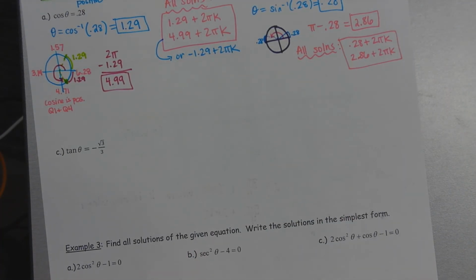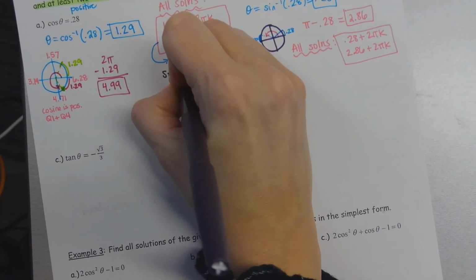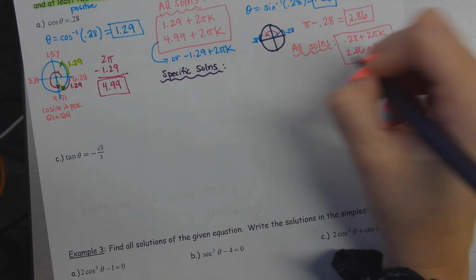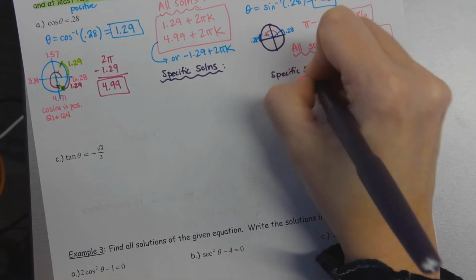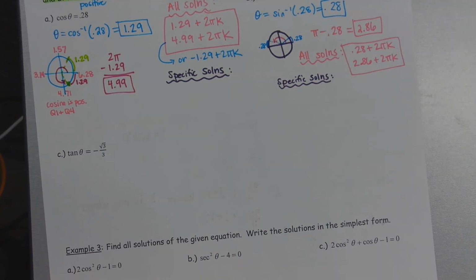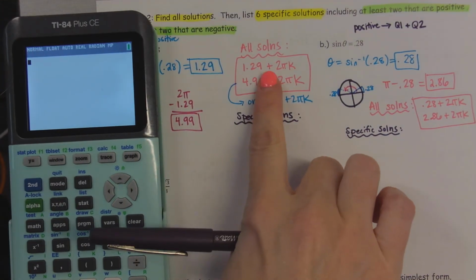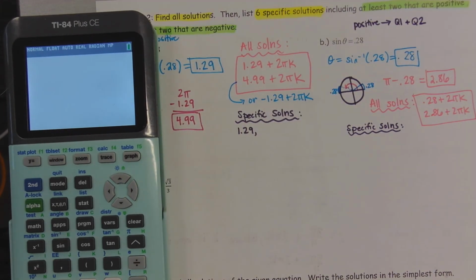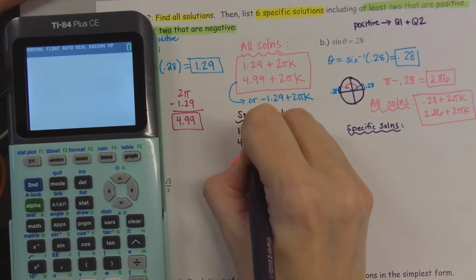Okay, when you are doing the specific solutions, all you need to do is use your equations to help you come up with the specific solutions. All right, so let's start with what we have here. So we have 1.29 plus 2 pi k. So 1.29, if I plugged in k is 0, that's a solution. Okay, you can also use the 4.99 right away. That is fine.